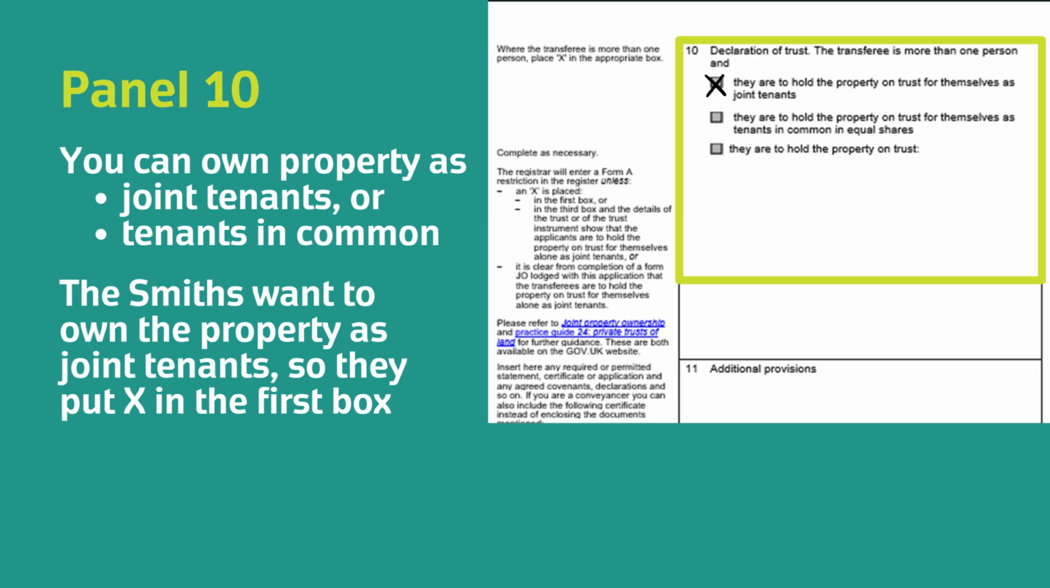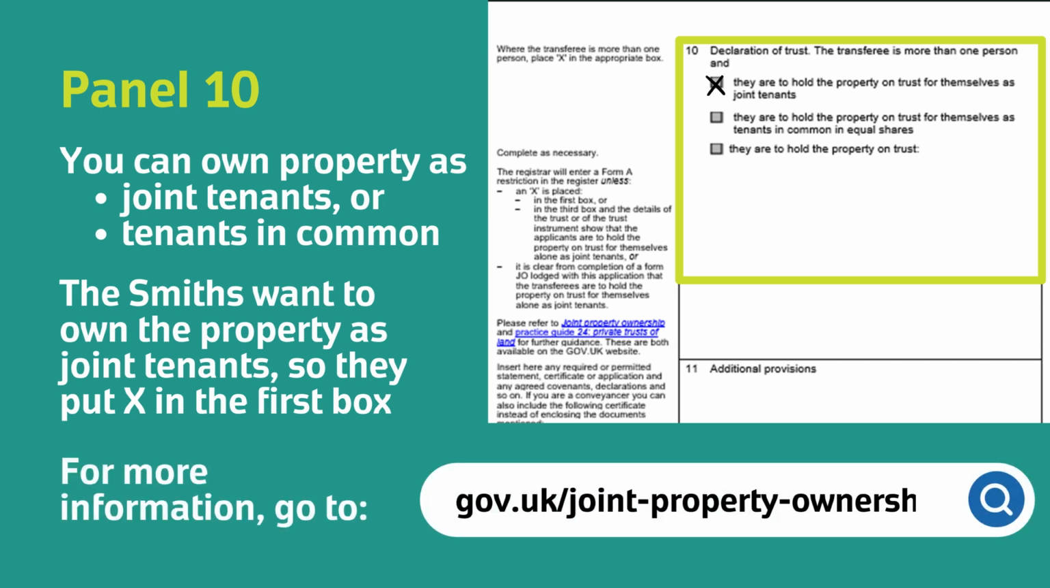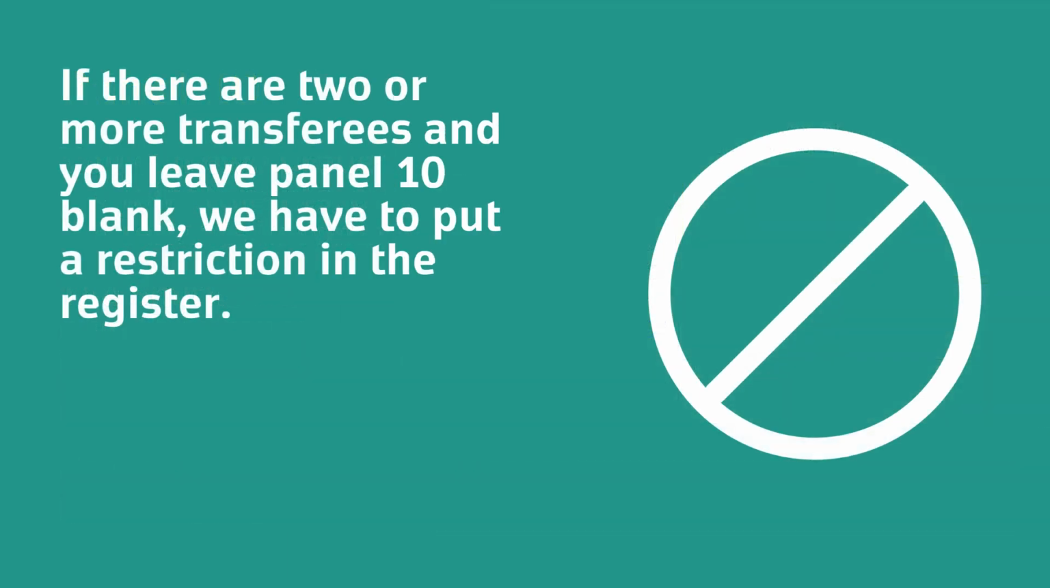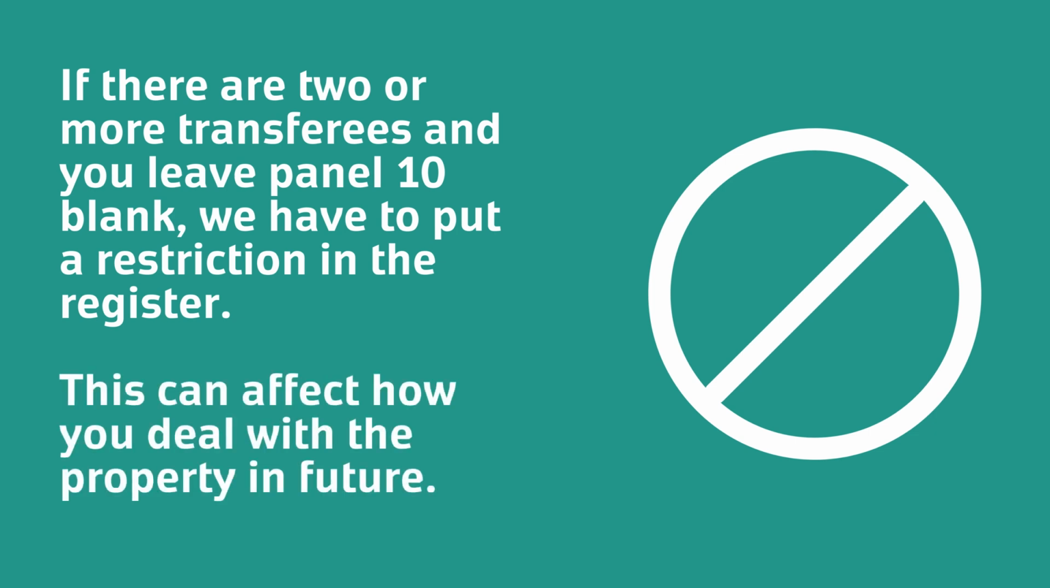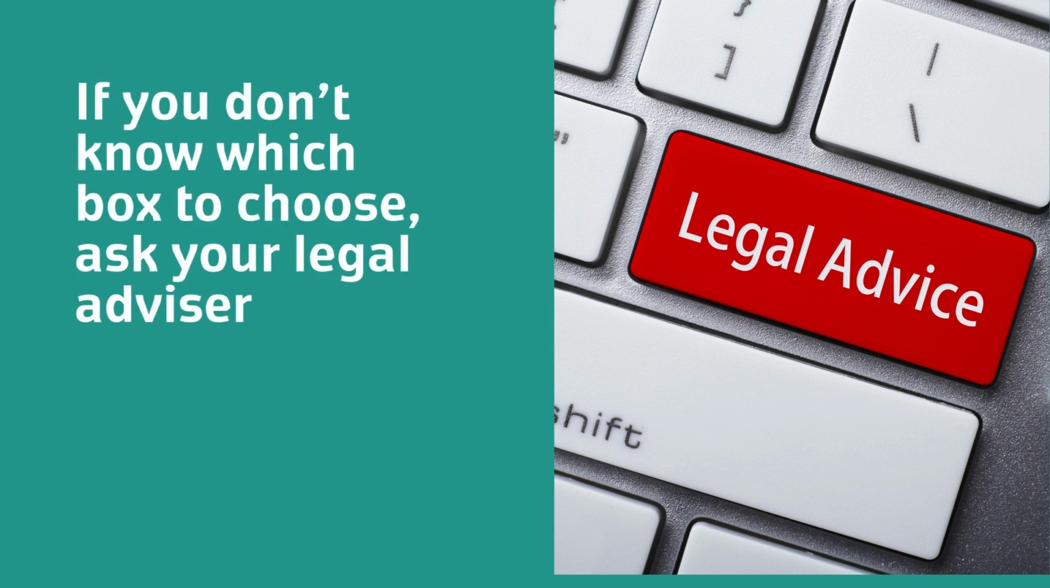The type of ownership affects what you can do with the property if your relationship with a joint owner breaks down or if one owner dies. Our online guidance may help, but you should get legal advice from someone who specialises in property. If you do not complete panel 10, we will put what we call a Form A restriction in the register. This might restrict how you can deal with your property in future. If you have any doubts about what you need to put, we strongly suggest you seek legal advice.